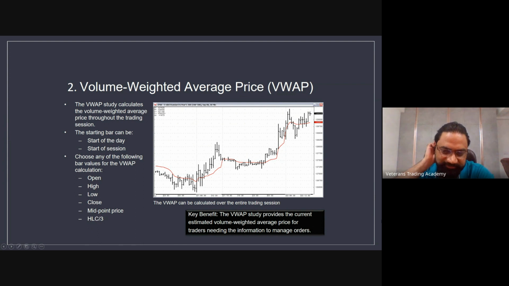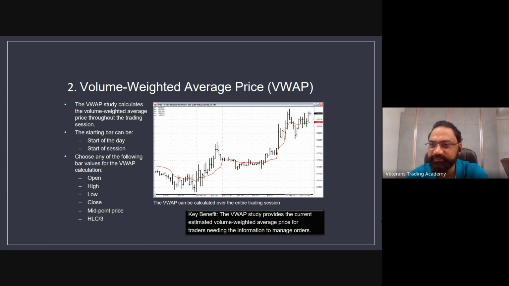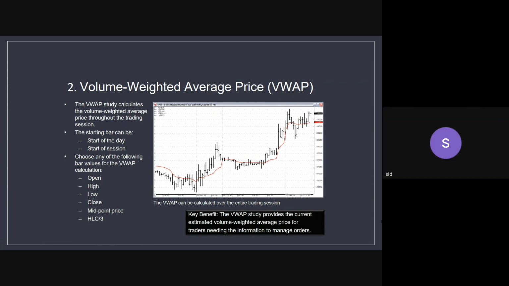Not understood, I believe. I'll explain it again. So what happens? Abhishek, VWAP, do we need to calculate it, or is it readily available in the charting? Just like in Zerodha, we can look for MACD. So it's available in Zerodha, and it is used only for intraday trading.